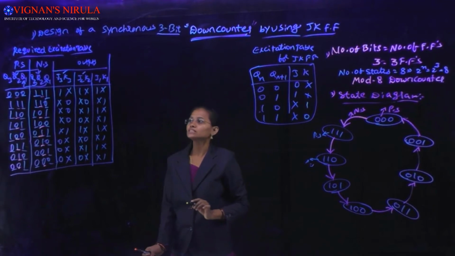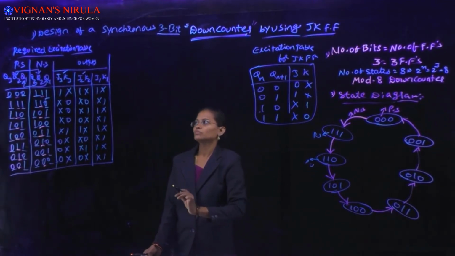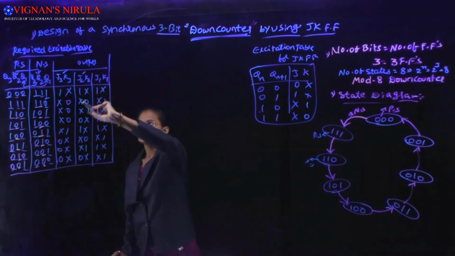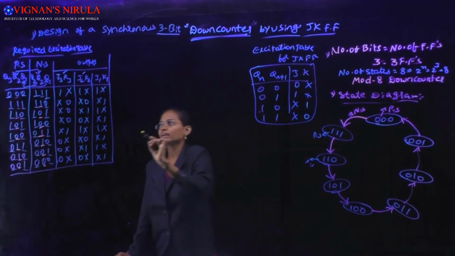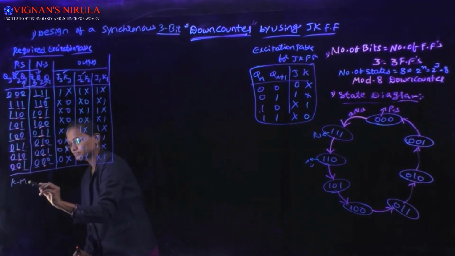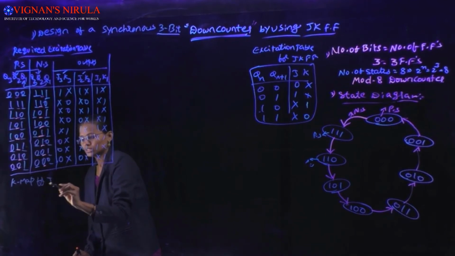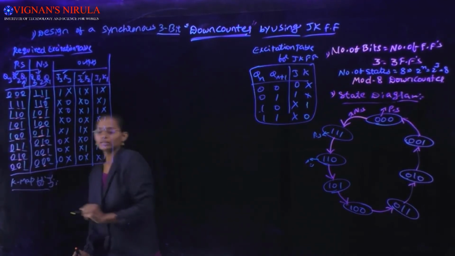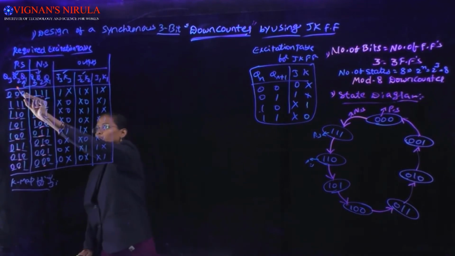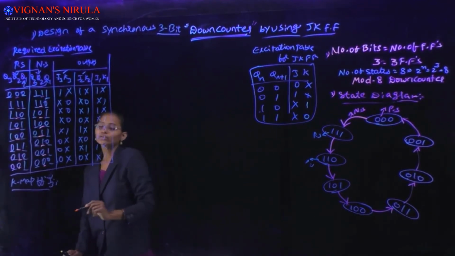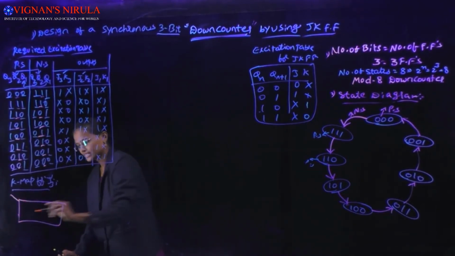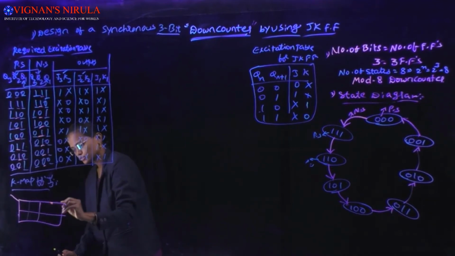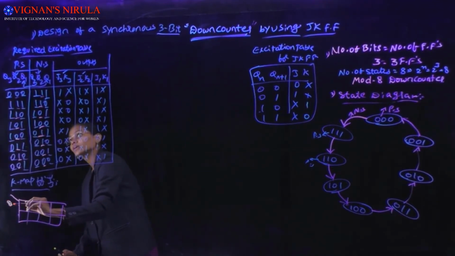And next, the fourth step is to minimize the expression. First, by using the K-map, find out the Boolean expression. First, the K-map for the J3 output. Here the inputs are Q3, Q2 and Q1. These are 3 inputs, so draw the 8-cell K-map structure. This is Q2, Q3, Q1.